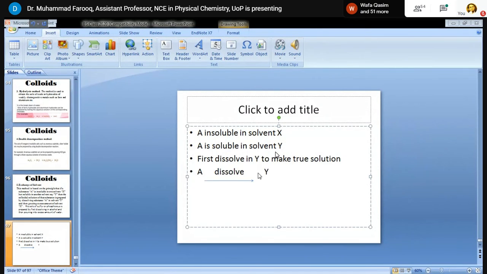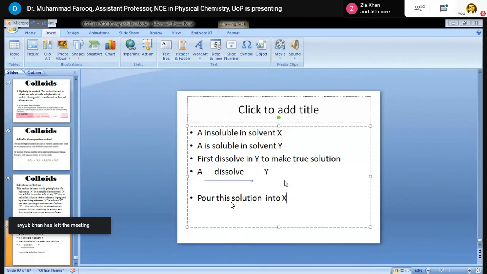And Y. When you dissolve A in Y, because A is soluble in Y. Now, second, pour this solution into X. You will get colloids.